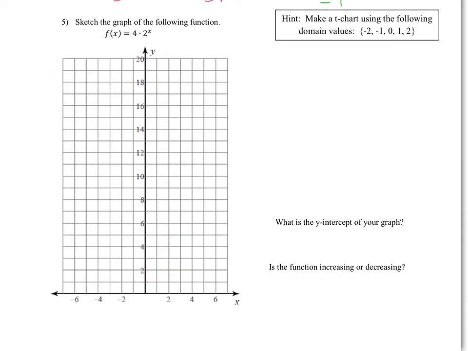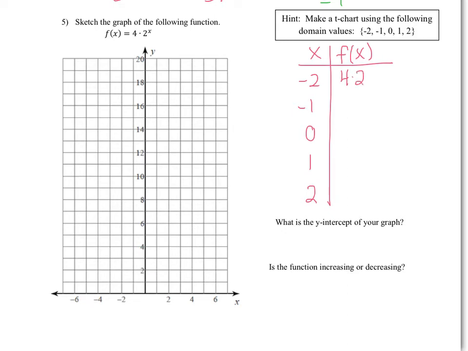For question number 5, you're being asked to sketch the graph of the following function. And over here they give you a hint. We haven't really talked about graphing that much this year so far, but you have learned it in previous classes. So we're just going to make a little t-chart. We're going to have our values of x and our values of f of x. And they gave you domain values to pick. They gave you negative 2, negative 1, 0, 1, and 2.